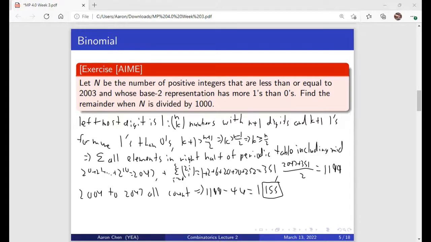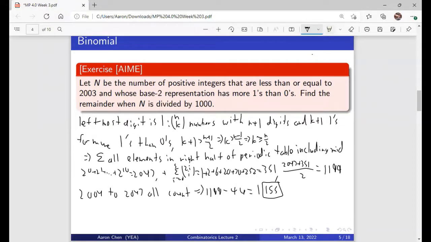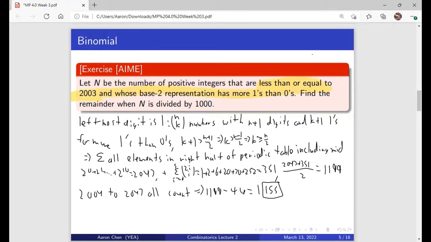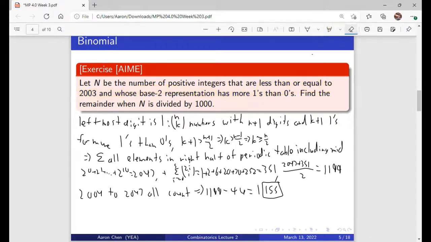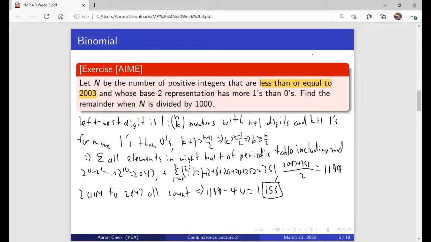All right, so I'll go over this problem now. So let n be the number of positive integers less than or equal to 2003 and their base 2 representation has more ones than zeros. And so we want to find that.